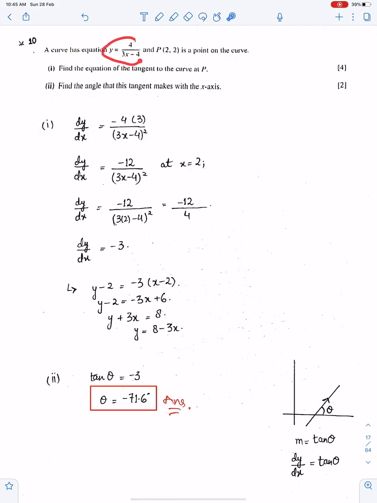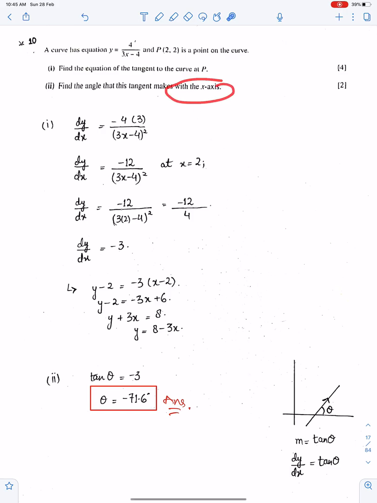First, get the differential of this, and then get the gradient at x = 2. This is the gradient of the tangent. Use y minus y1 equals m times (x minus x1). Get this equation. So I will leave the questions of those types, equations of tangent and normal.